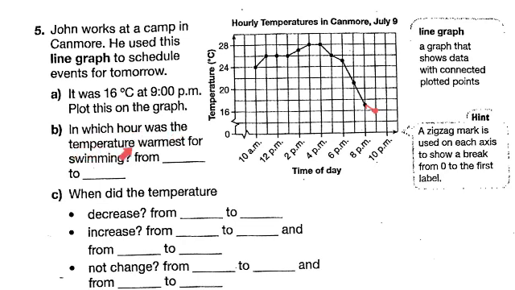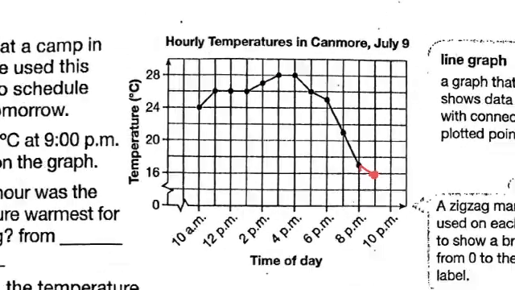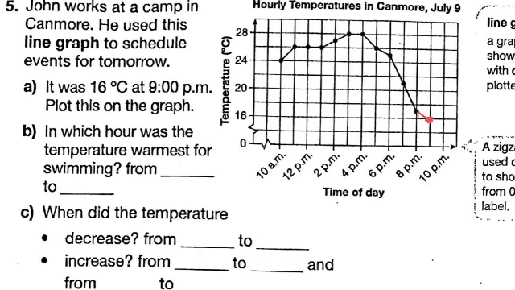In which hour was the temperature warmest for swimming? So where was it the warmest? From what time to what time? You're using the information on the graph here in order to determine that answer. So here is the highest temperature, which is at 28 degrees. And so we know that between 3 p.m. and 4 p.m. it was probably the hottest. 3 p.m. to 4 p.m.